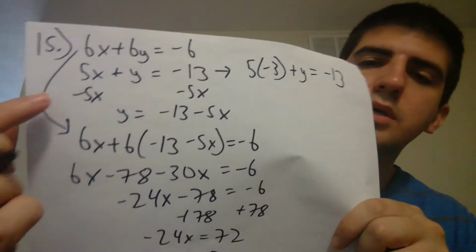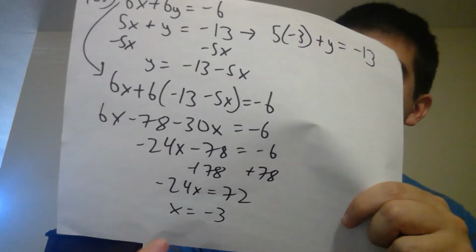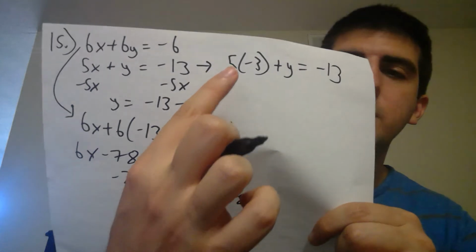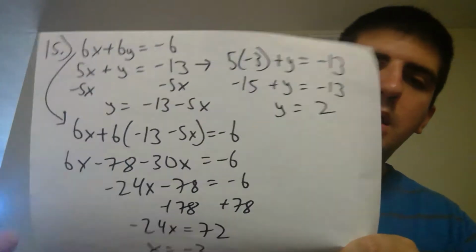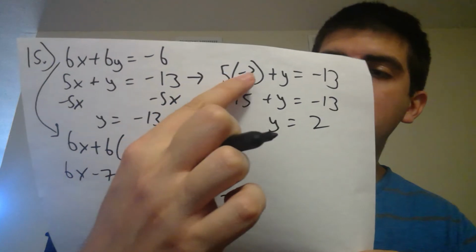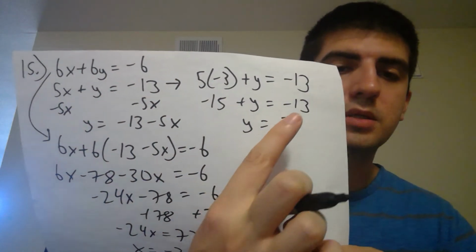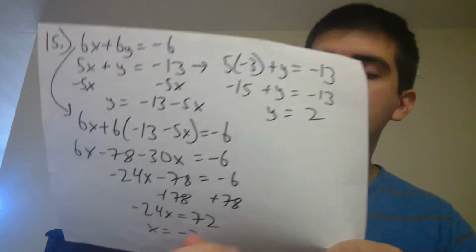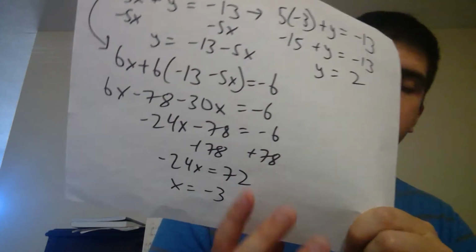So again, in the original, it said 5 times x. Because we know that x is negative 3, I'm going to rewrite it as 5 times negative 3. Add 15 to both sides, and you get 2. Again, 5 times negative 3 is negative 15. Add 15 to both sides, negative 13 plus 15 is 2. All right, so we get our final answer of negative 3, 2, and visually that's the point on the graph where the two lines intersect.